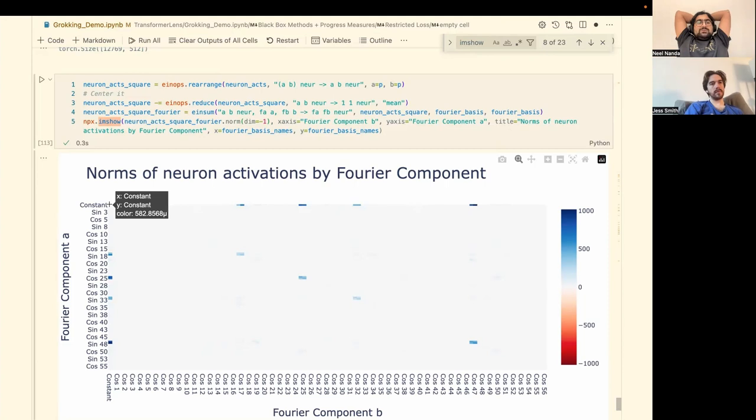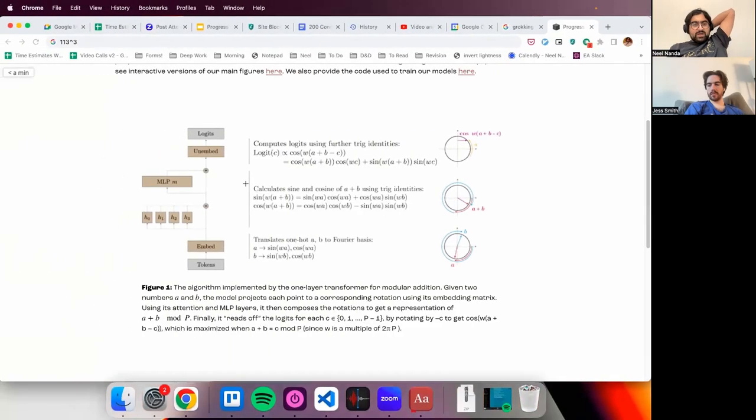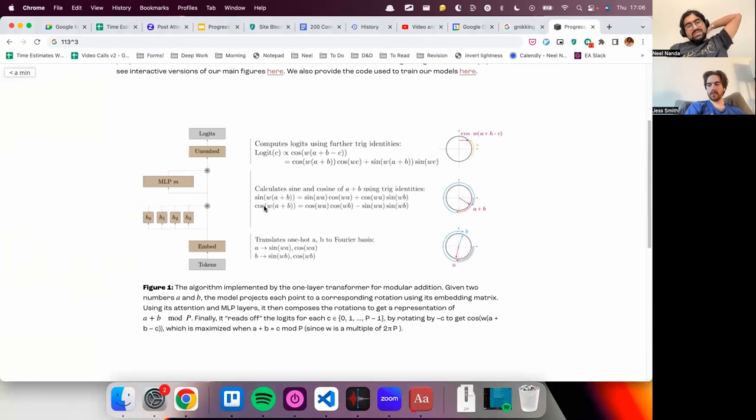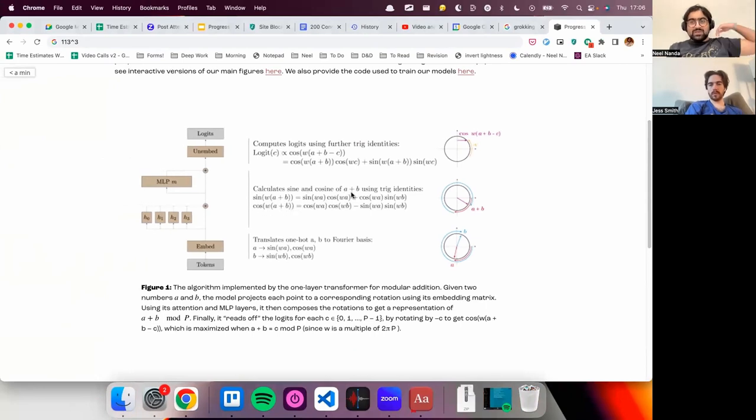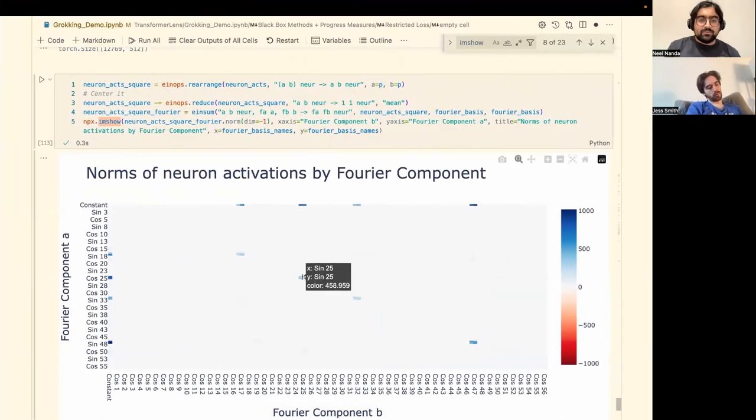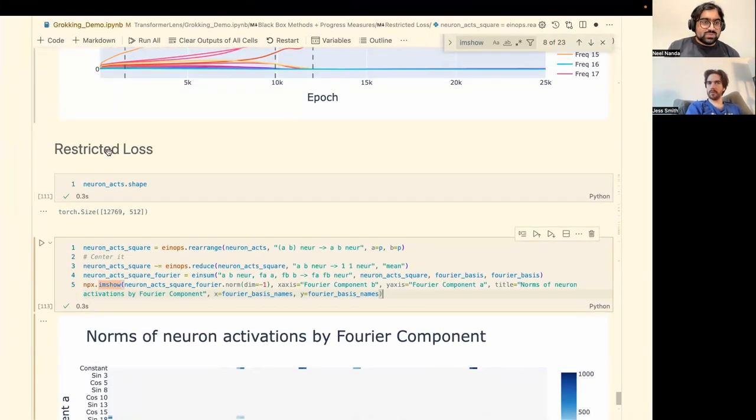I showed diagrams like this earlier, and the key observation I want to make is that, assuming this is actually what's going on, and assuming that these other things don't matter, we should be able to just restrict our attention to the terms along the diagonal. We can actually go one stronger and restrict our attention to the components that are sin w(a+b) and cos w(a+b), which are the sum or difference between terms in this block along the diagonal. Let's just do this.